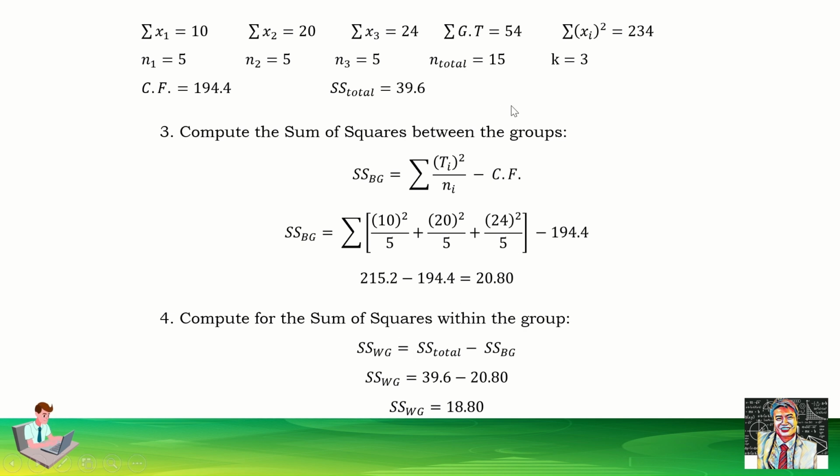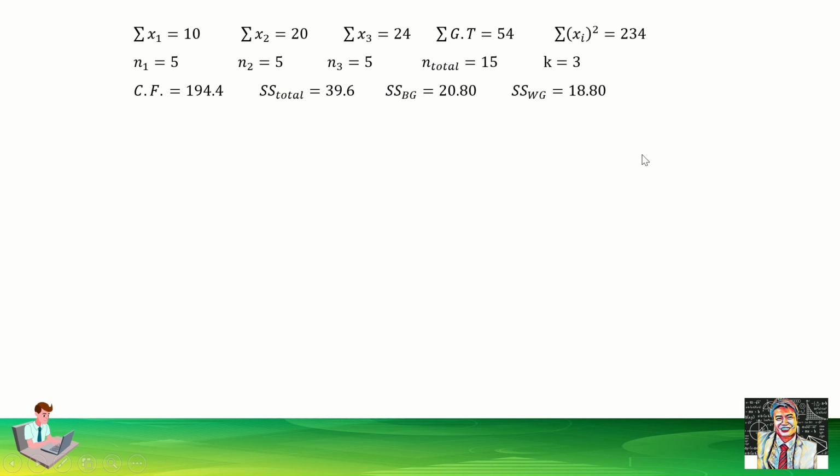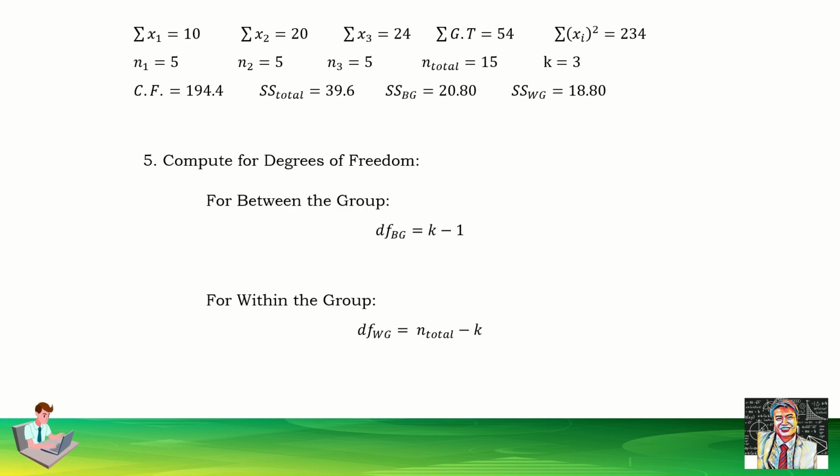Step 5. Compute the degrees of freedom. For between groups, subtract 1 from the number of groups. We have 3 groups, so 3 minus 1 equals 2. For within groups, subtract the number of groups from the total number of observations. 15 minus 3 equals 12.